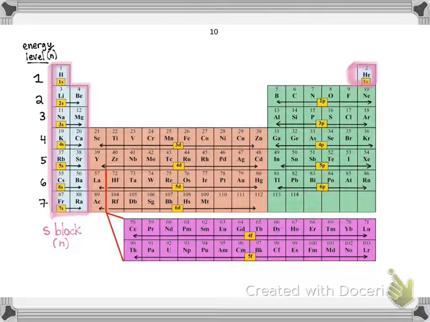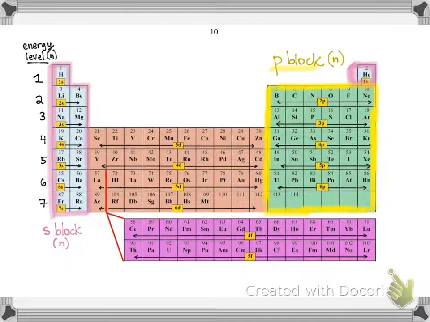There is the S block, and then there is the P block. The P block is also determined by what energy level, so 2P is on the second energy level, 3P is on the third energy level. Notice this is where, in your P sublevel, you don't have to memorize that a P sublevel fits 6 electrons, because you can just look at the periodic table and count the P block.